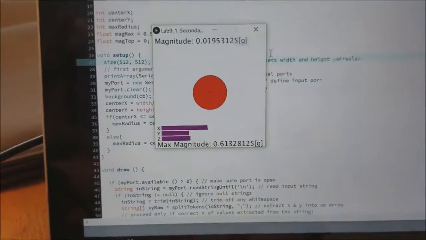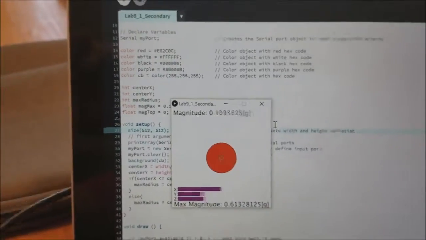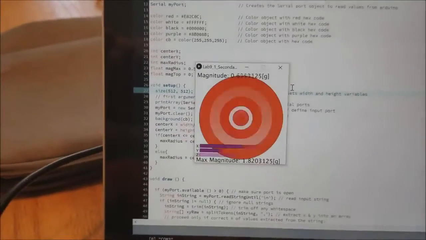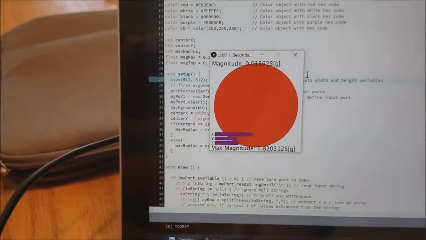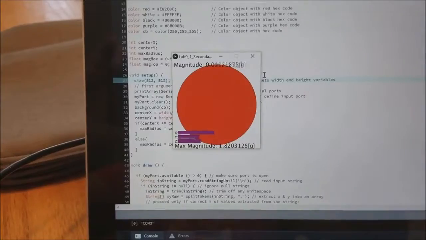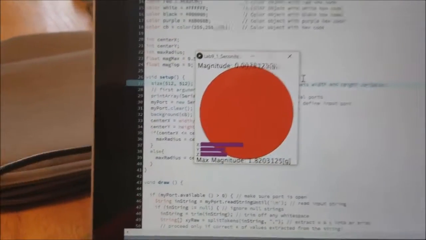The red circle is the maximum current acceleration, while the white circle inside is the current acceleration. Notice as the maximum acceleration increases, the red circle also increases in size. Lastly, the X, Y, and Z components of the acceleration values are plotted below in purple.